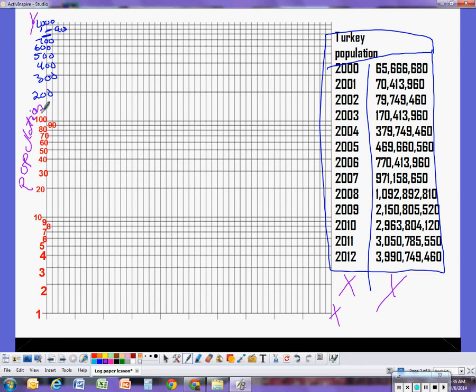So you are expected to have titles. You are expected to have labels. A key, if necessary. That's all stuff that I grade when I do graphs.